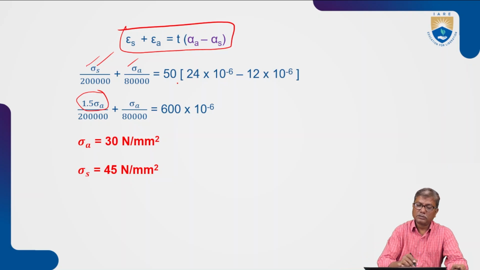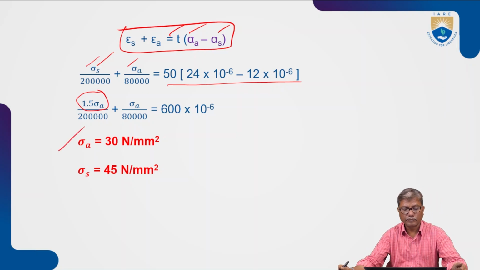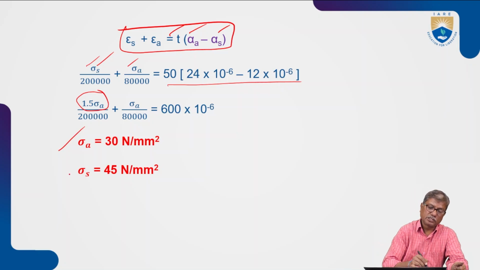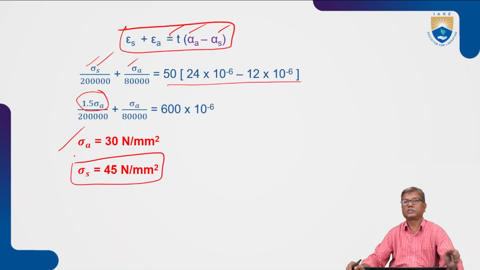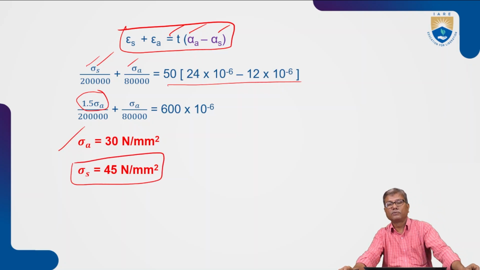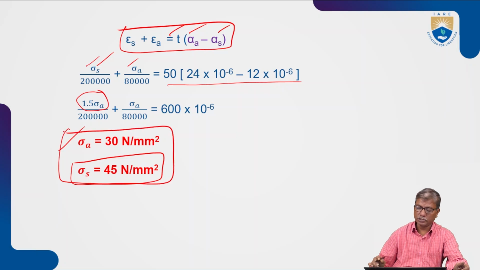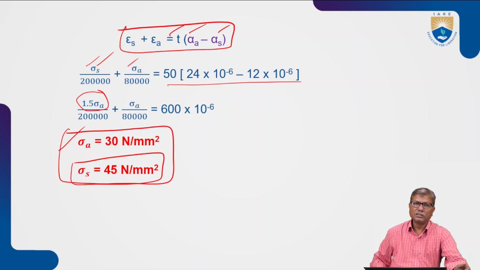So on the right hand side, these are known values: temperature rise and coefficient of expansion. So the unknown sigma A can be found from this. Okay, that is 30 Newton per mm square, and sigma S, the corresponding stress in steel, is 45 Newton per mm square. Okay, is this clear? So that's how we'll find out the stresses in composite sections when rigidly connected and subjected to temperature rise. Okay.